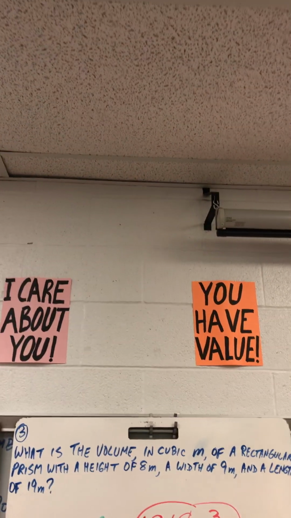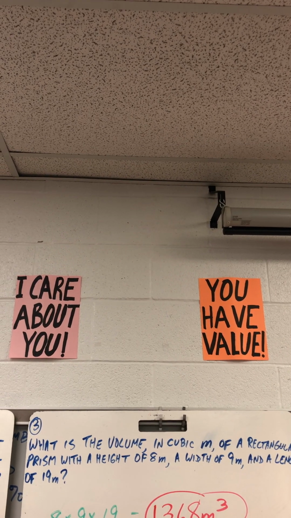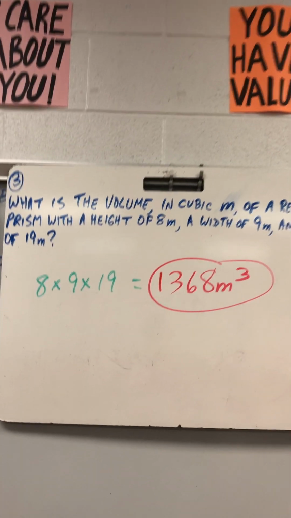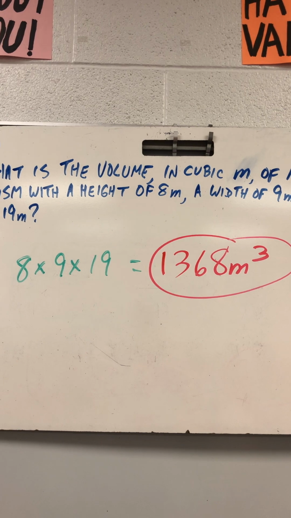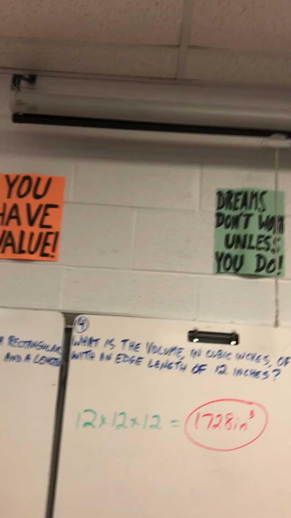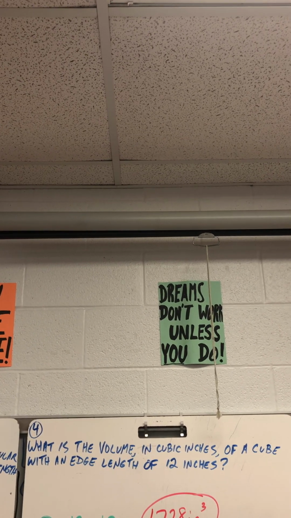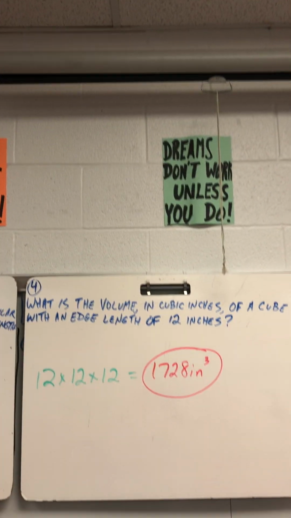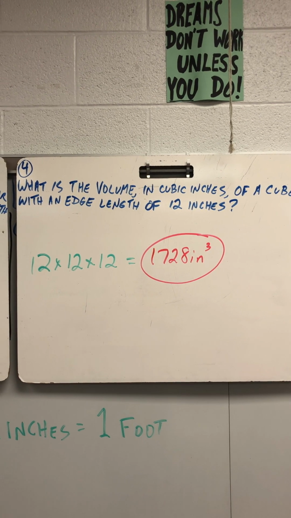What is the volume in cubic meters of a rectangular prism with a height of 8, a width of 9, and a length of 19? Okay. 8 times 9 times 19 is 1368 cubic meters. Okay. What is the volume in cubic inches of a cube with an edge length of 12 inches? All right, 12 times 12 times 12. It's 1,728 cubic inches.